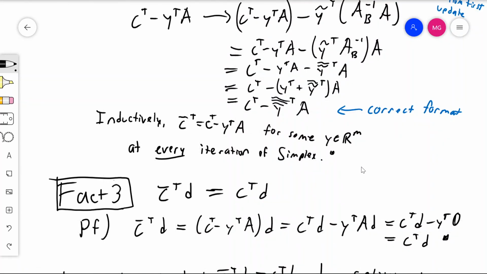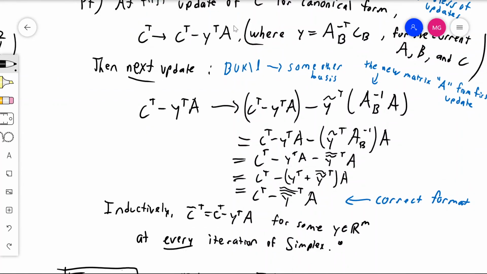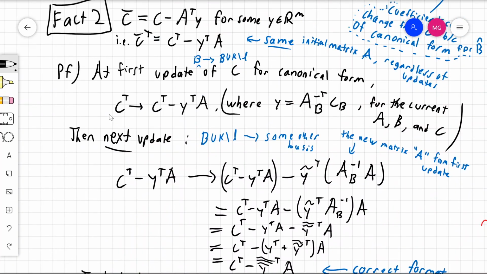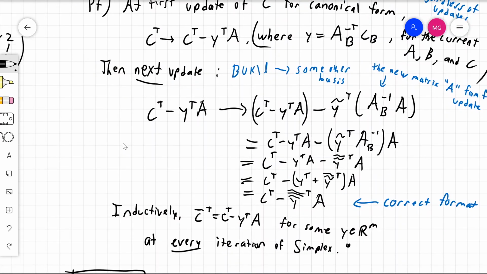Okay, so you have to iterate enough times to get from the basis B to the basis B hat. But we've just shown that at every stage, for some vector y, whatever that vector y is, it might change at every iteration, but no matter what, there is some vector y that makes that work. That makes us able to write C bar transpose equals C transpose minus Y transpose A, where the C and the A are with respect to B.